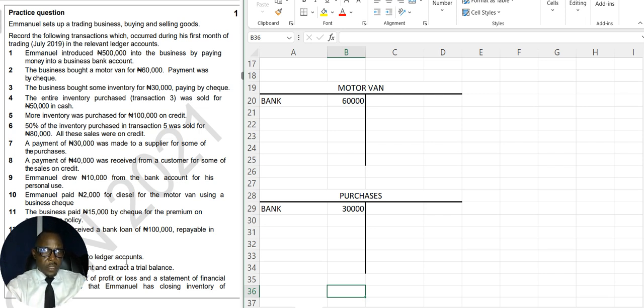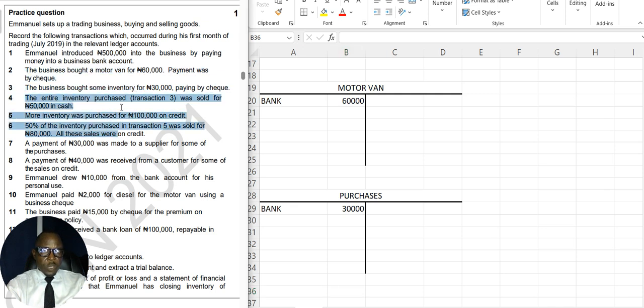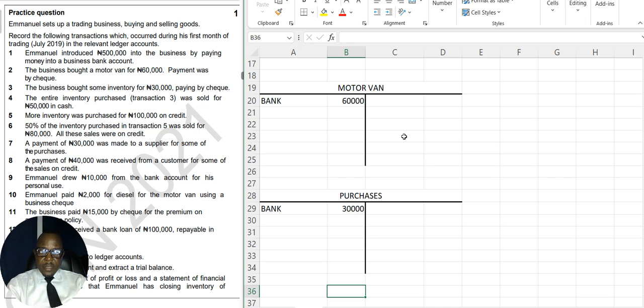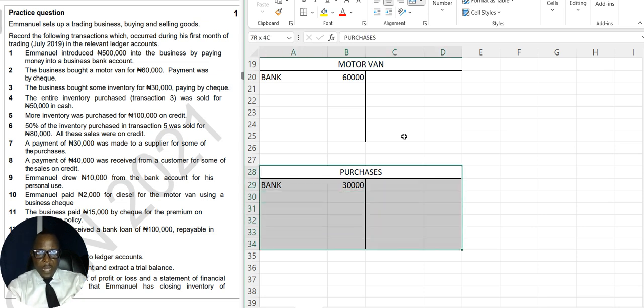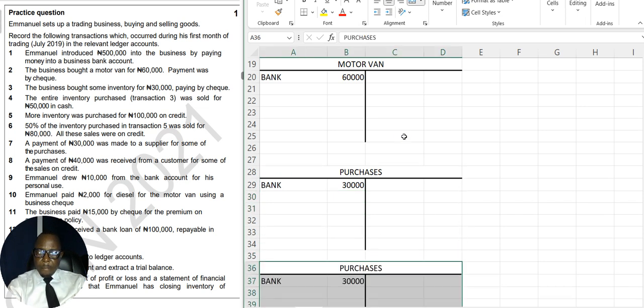The next instruction says, look at where the instruction is. It says the entire inventory purchased in transaction 3 was sold for 50,000 in cash. So that transaction should be recorded as what? As sales. So create another ledger, copy, paste, then change this to sales.